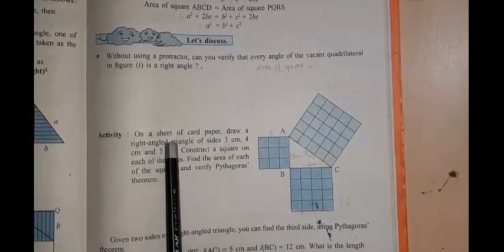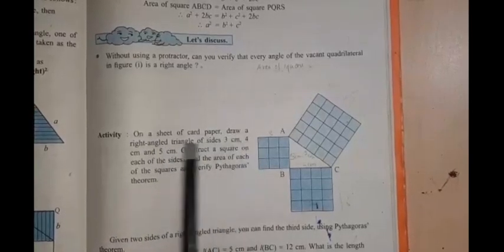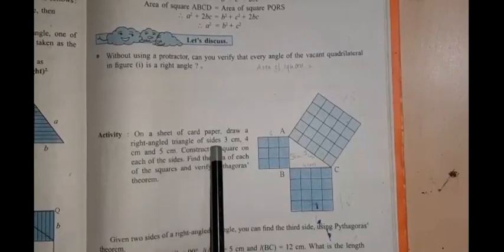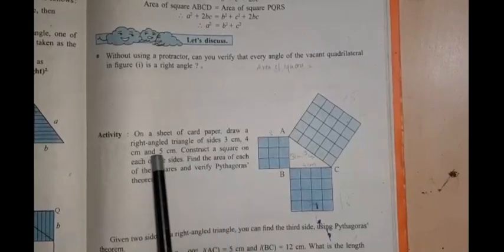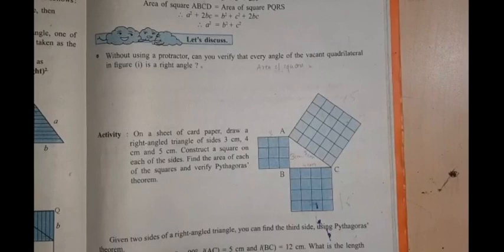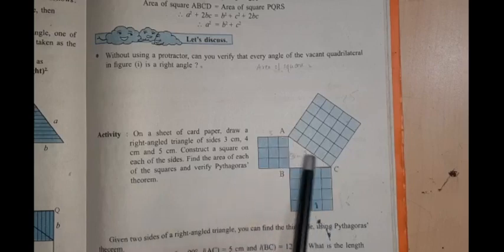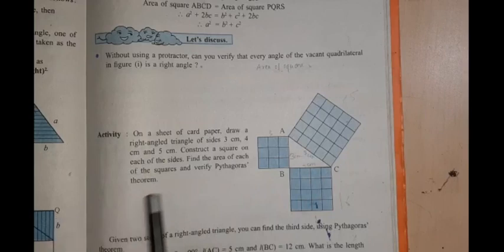So now let us study the last activity from page number 89. On a sheet of card paper, draw a right angled triangle of sides 3 cm, 4 cm and 5 cm. Means on one paper you have to draw or construct a triangle. Yes, three sides are given, means you can construct the triangle. And how to construct it you have learnt in the first lesson. So here you can see the triangle. In this way you have to construct.